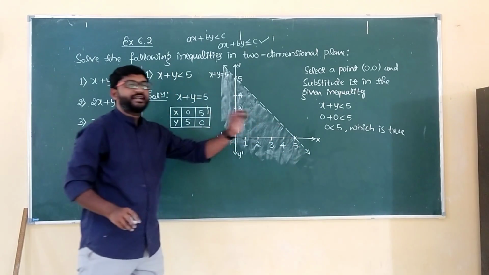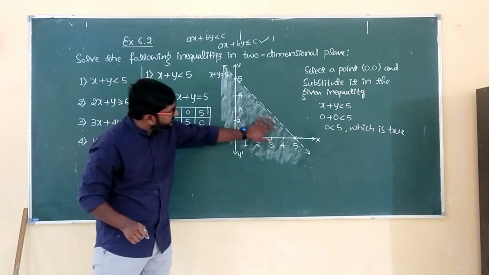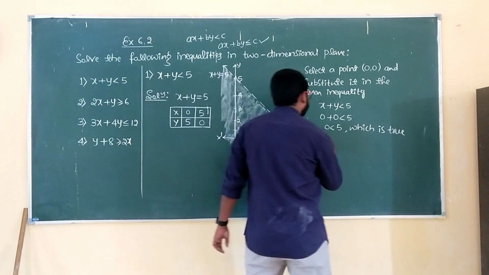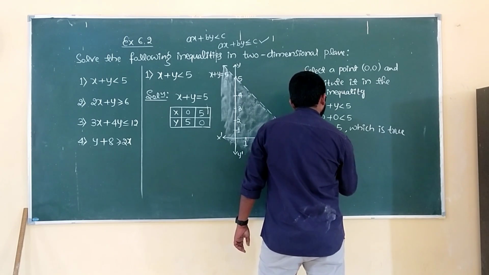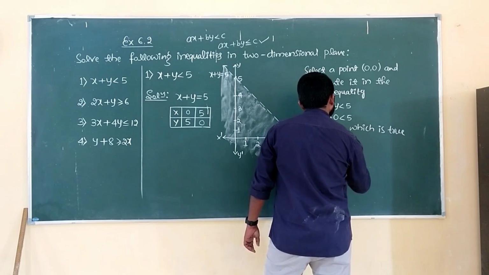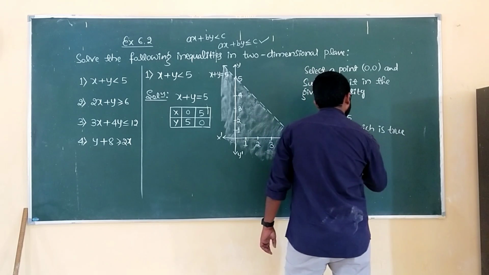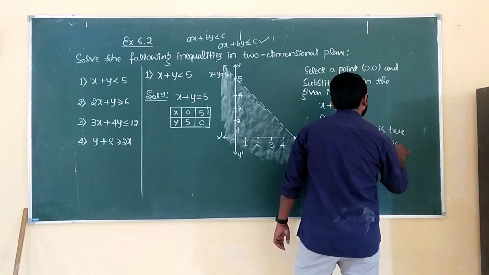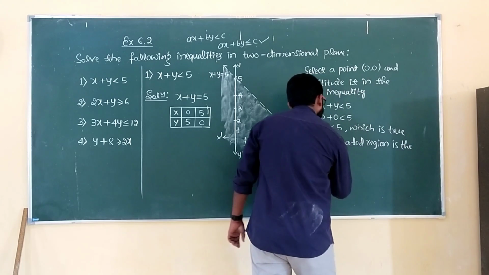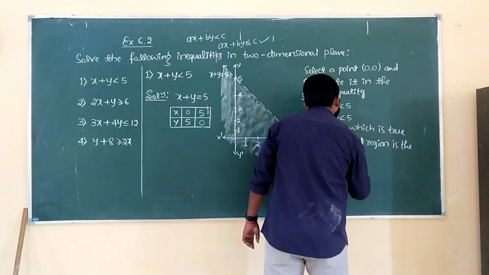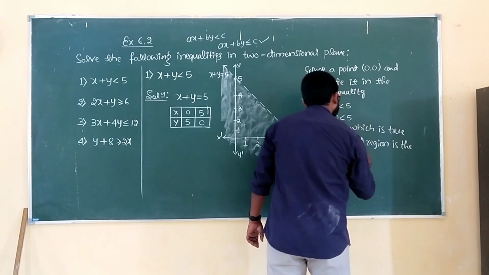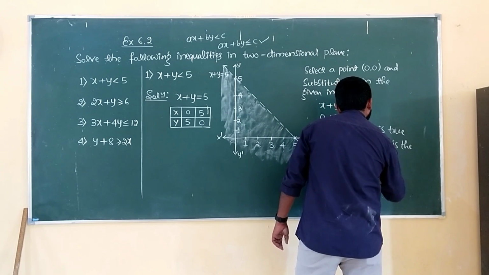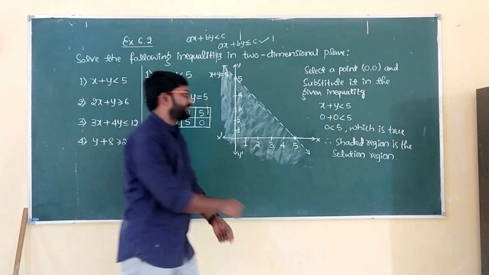And at the end, you will have to write a statement. So this shaded region is a solution region for the given inequality. Therefore, shaded region is the solution region. So this completes question number 1.